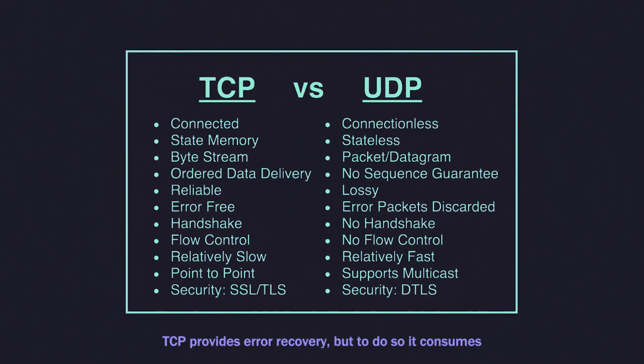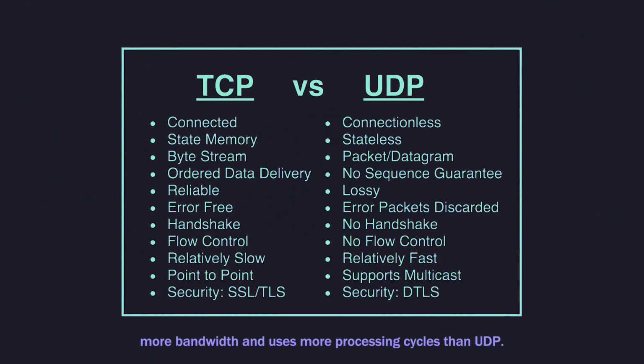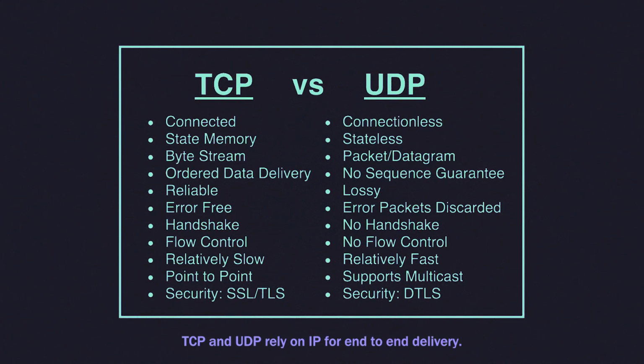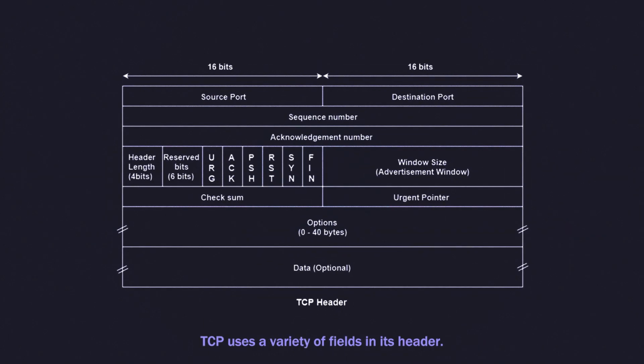TCP provides error recovery, but to do so, it consumes more bandwidth and uses more processing cycles than UDP. TCP and UDP rely on IP for end-to-end delivery. TCP is concerned with providing services to the applications of the sending and receiving computers. To provide all these services, TCP uses a variety of fields in its header.